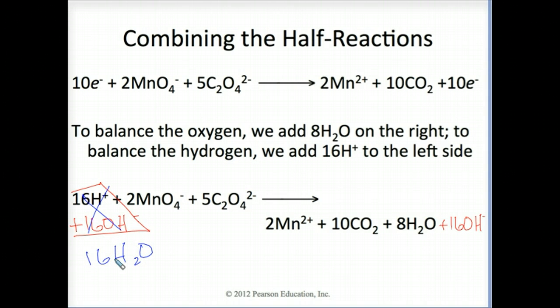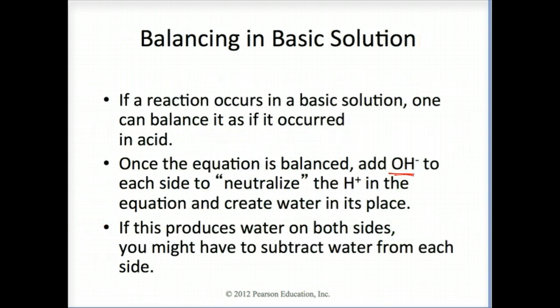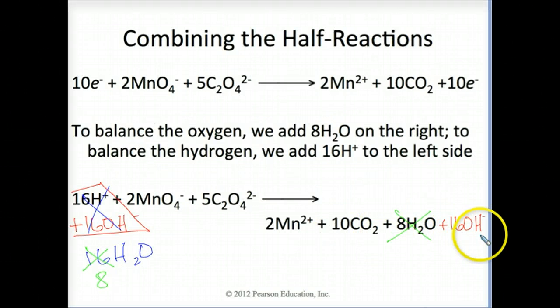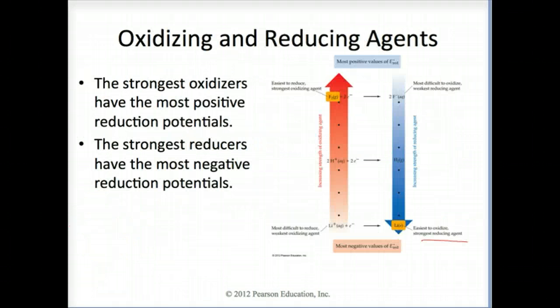Well, I have 16 H2Os in the reactants. I have 8 in the product. I can eliminate some. So I eliminate the water over here. That changes this to 8 because 16 minus 8 is 8. And now in a basic solution, where I've neutralized my acid and introduced hydroxide, I have hydroxide and water. That's the only difference.